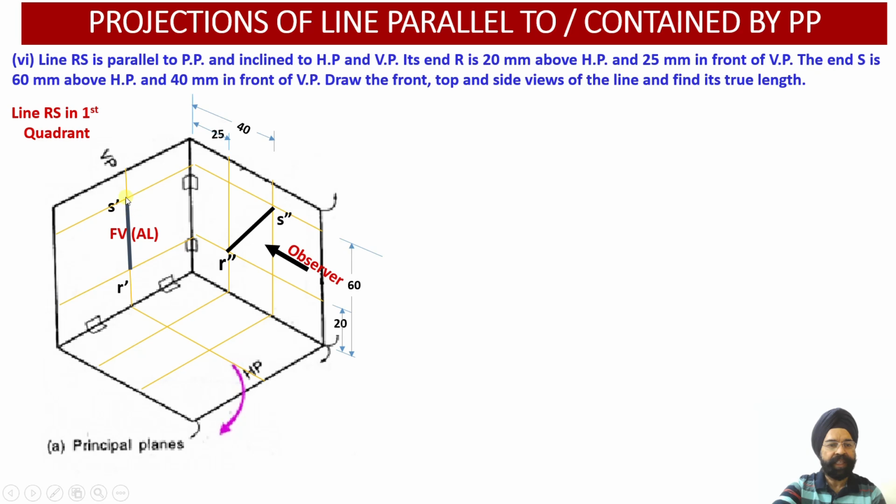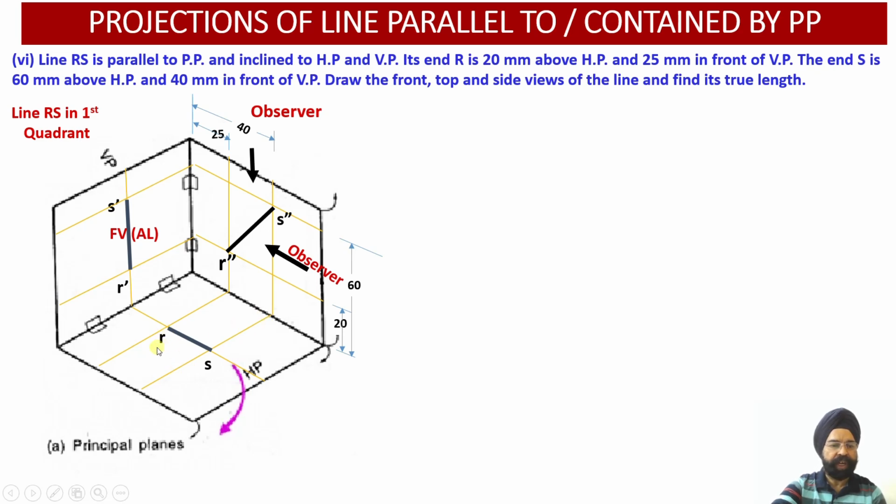So this is the true length, this is the shortened length. So R dash S dash gives me the shortened length of the line. Now let's look at this line from the top. The projections obtained will be over here, R and S. But once again, I wanted to show you these projections unique, so I have extended this over here.